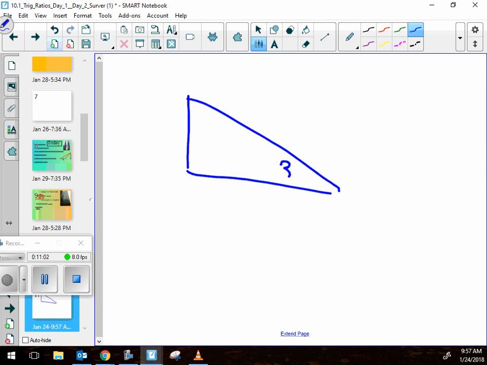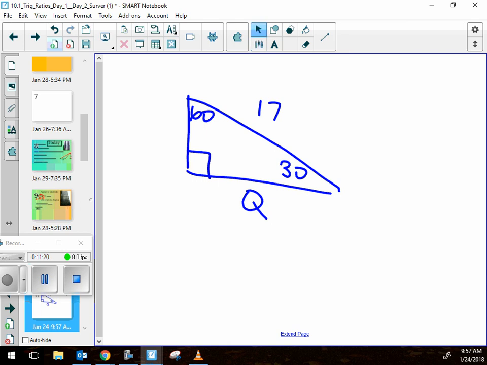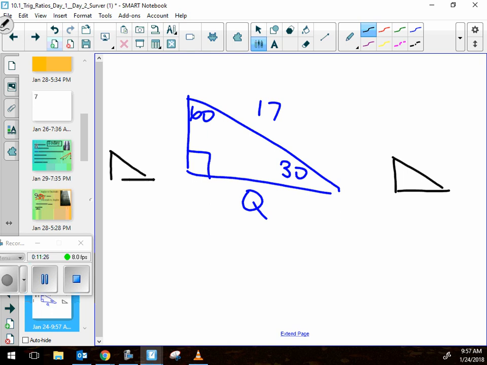All right, let's do one more like that on a 30, 60, 90. Say this is the 30, this is the 60, and this is the 90. And if I was going to label these sides, I'd say 1, 2, root 3. Those are the ratios, but I'm going to call this 17. Would you please figure out what side Q is? I would make a little helper triangle next to it, in the same orientation, where you know those ratios. Pause while you give that a try.